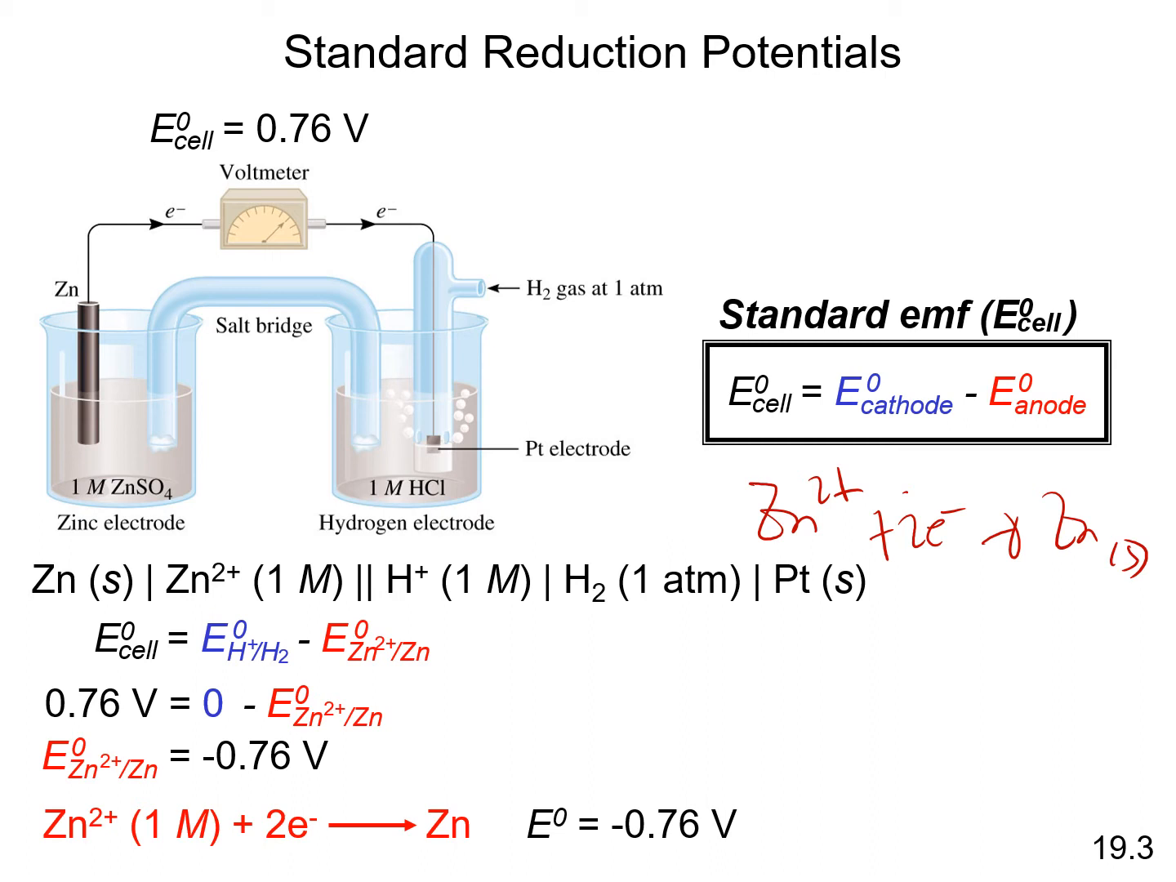E cell is just equal to our hydrogen minus the cathode. So just rearrange this. Okay, so cathode minus anode. At the cathode, it's 0, and then what we're trying to calculate is the anode. Okay, so the same thing, no?